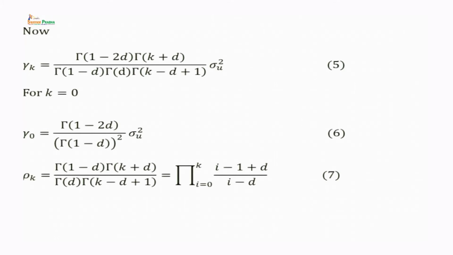Again, the expression for gamma_k is equal to gamma(1 minus 2d) gamma(k plus d) upon gamma(1 minus d) gamma(d) gamma(k minus d plus 1) sigma squared u. I will give you the derivation of this gamma_k at the end of this lecture. And for k equal to 0, you get gamma_0 here, and then you can easily derive the expression for rho_k. So rho_k is equal to gamma(1 minus d) gamma(k plus d) upon gamma(d) gamma(k minus d plus 1), and you can also write it in this product form, product i equal to 0 to k of (i minus 1 plus d) upon (i minus d).